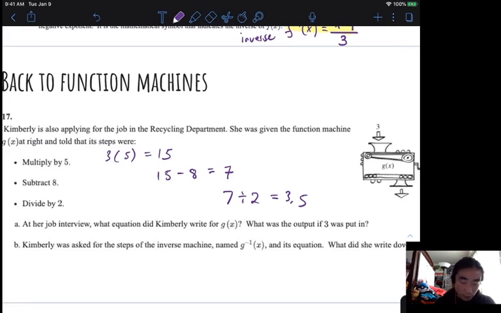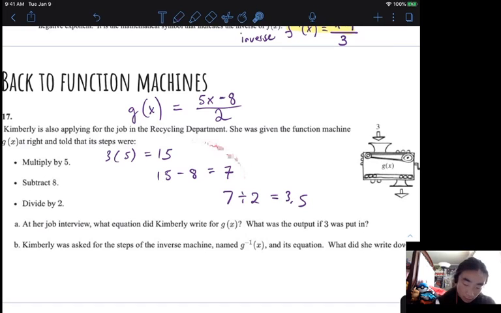So in this first part, what equation would she write? For g of x, we can summarize these 3 steps using symbols. g of x equals, first multiply by 5 to our input of x, subtract 8, and then divide this all by 2. That's our equation. These are the steps for each of those equations.